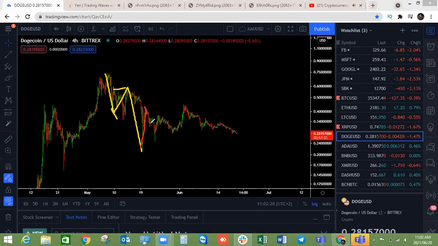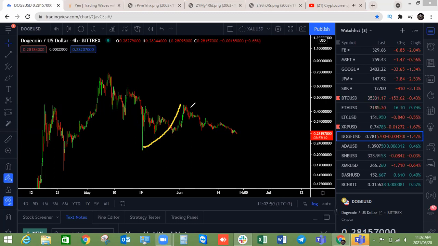We've got 3 waves to the upside, we've got 3 waves pullback, and we've got this one here. I'm not going to draw this one here, so it doesn't look awkward. So the current move to the downside on Dogecoin is this one here. This WXY corrective structure. It's just a messy structure, but that's what we're going to look for.